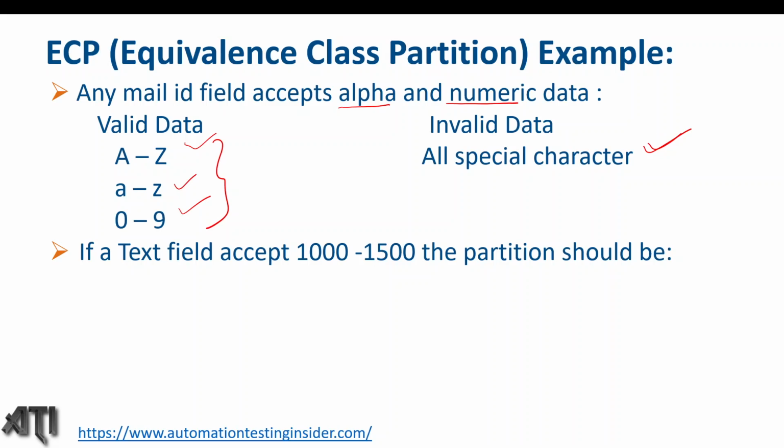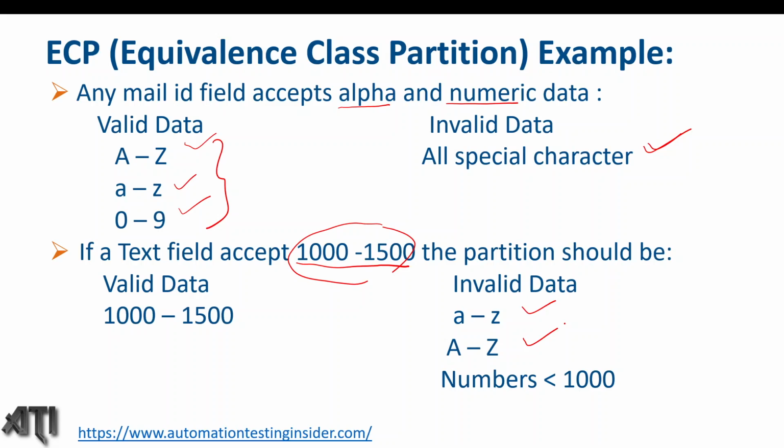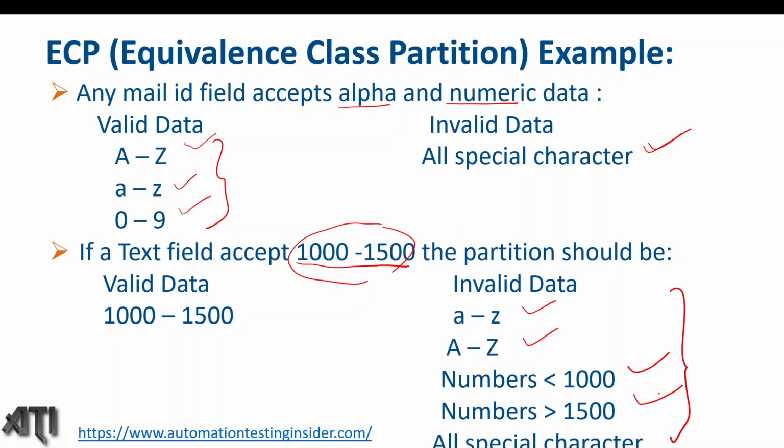If a text field accepts 1000 to 1500, what are the different partitions over here? So valid data we have 1000 to 1500, and invalid, if you see A to Z, because this is numeric only, and A to Z in uppercase, numbers less than 1000 and numbers greater than 1500, and all special characters. So these are the different partitions, here we have divided into 5 or 6 partitions, and only this one is the valid data. So this is another example of equivalence class partitioning, guys.